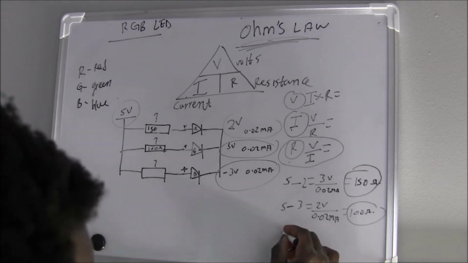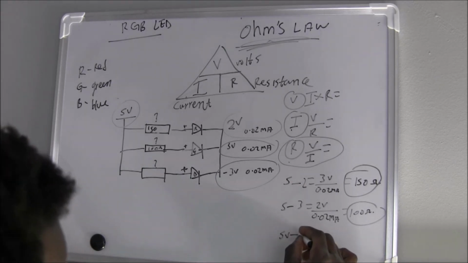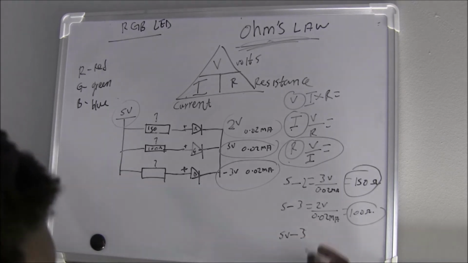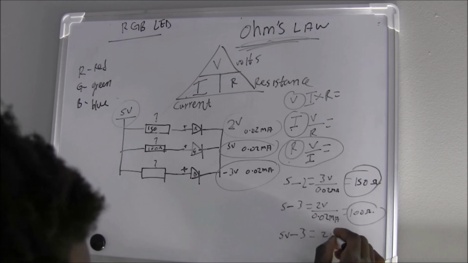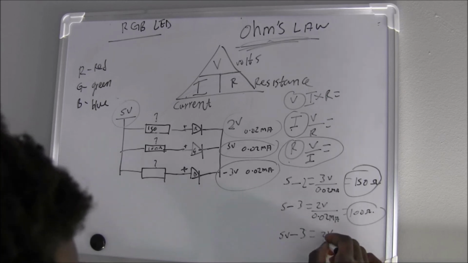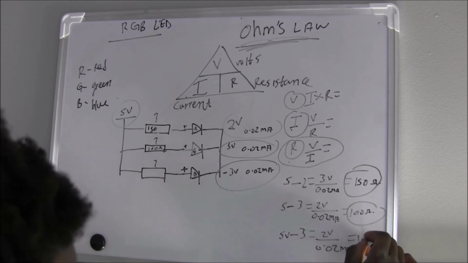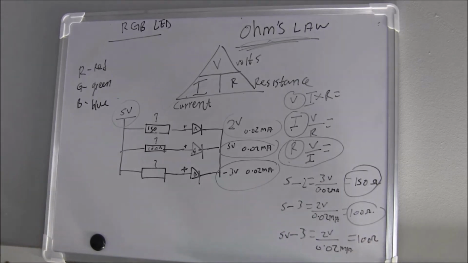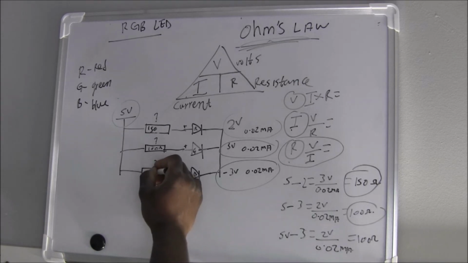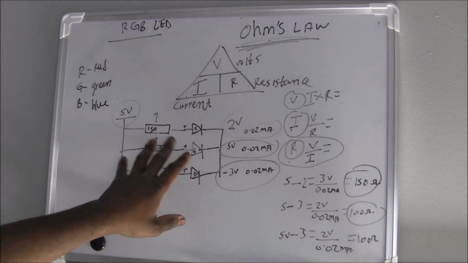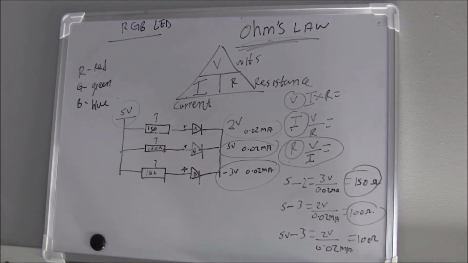Again, we're going to do the same. It's 5 volt subtract 3 volt, that's D here, and this gives us 2 volt divided by 0.02 milliamps, and this gives us 100 ohms. So 100 ohms is the correct answer to power the LEDs without burning them.